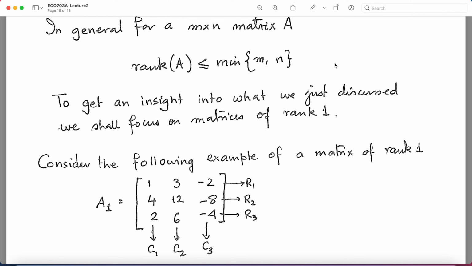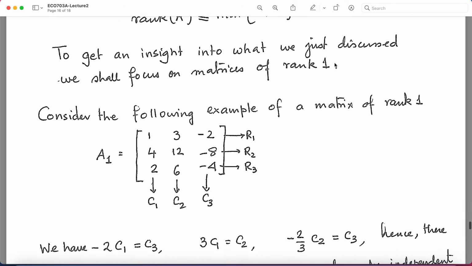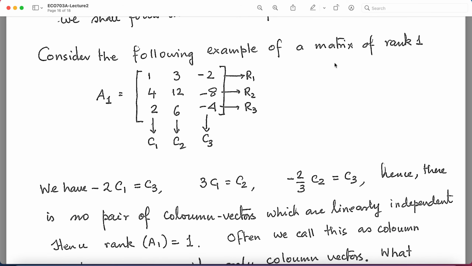So, let us get an insight into what has just been discussed, and we follow on with matrices of rank 1. Let us look at this so-called matrix of rank 1. Why do I call it rank 1? There is only one linearly independent vector, because take the columns C1, C2, C3. You take any two of them, they are not linearly independent, they are dependent: C1, C3, C1, C2, C2, C3. So no two vectors here are linearly independent.